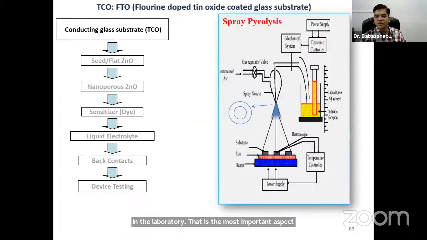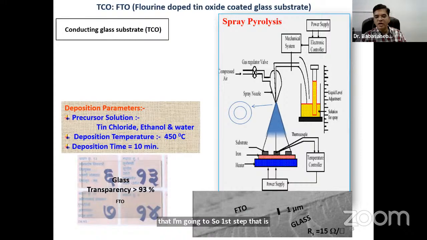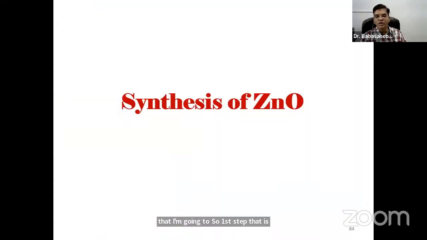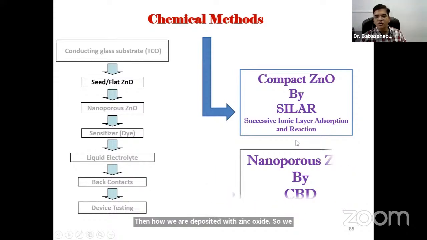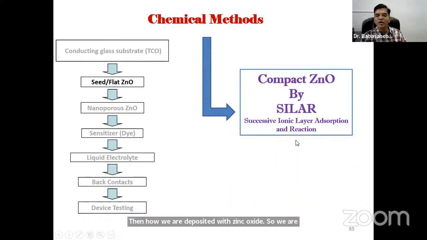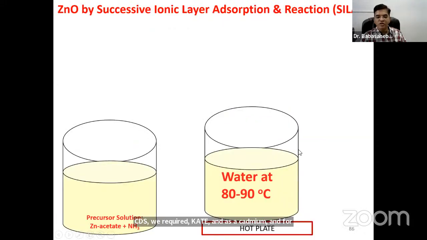So first step is the TCO. We already know that spray pyrolysis can be used to make FTO, but nowadays you can use this TCO commercially available. Then how we have deposited zinc oxide. For seeded zinc oxide we have used the SILAR method, as I explained for CdS. For CdS, we required a cation source, cadmium, and an anion source, sulfur. But for zinc oxide, one is oxide and the second is zinc. The cationic solution is a zinc acetate complex with ammonia that we have used, and for oxide we have used just water at high temperature, that's all.